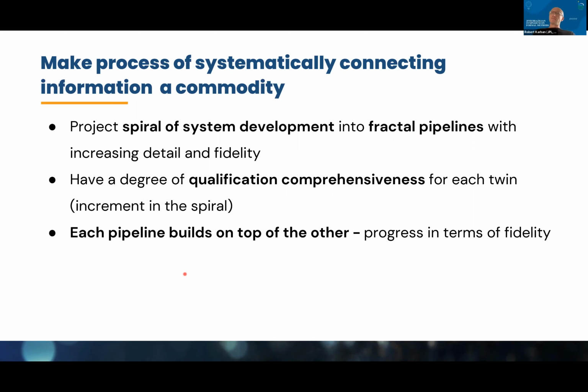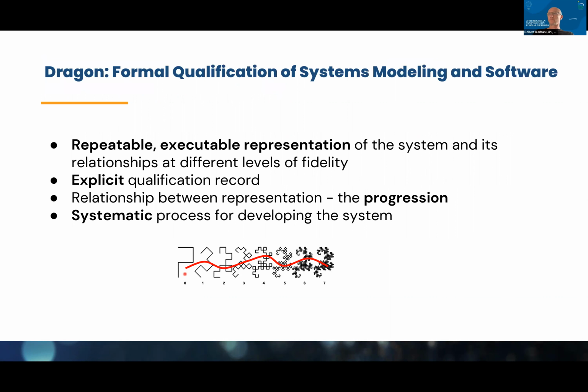And so we're projecting this spiral into these fractal pipelines, as I mentioned before, increasing the detail and the fidelity. With each twin that corresponds to the increments in the spiral, we have a degree of qualification comprehensiveness. So there's this qualification step every time we add more detail, and they build on top of each other. And this is what we call the Dragon architecture.